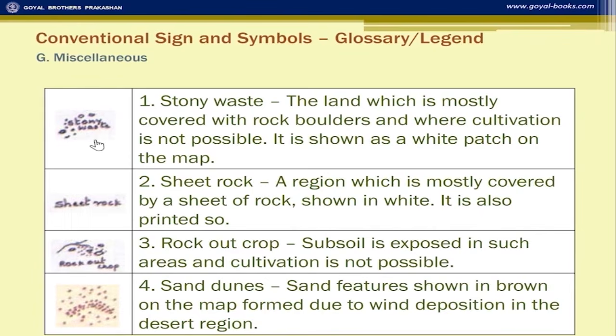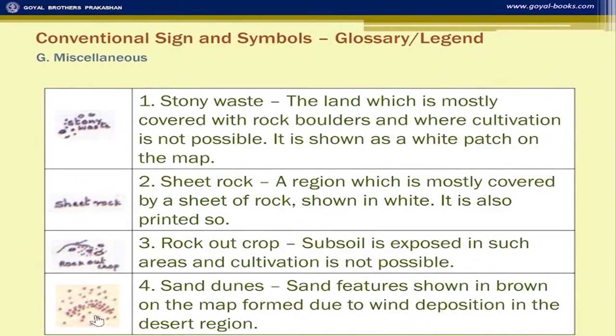Generally, you will see this area is not cultivable. Sheet rock is the region covered by a sheet of rock, shown in white, and it is also printed in the same manner. Then you see rock outcrop. There the subsoil is exposed, and you know subsoil is not fit for cultivation. Hence that is explained in this manner. But it's very easy to pick it out because it is printed in the same manner on the survey sheet.